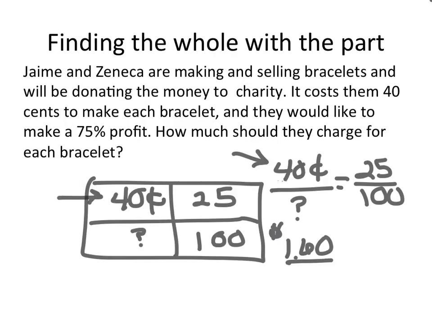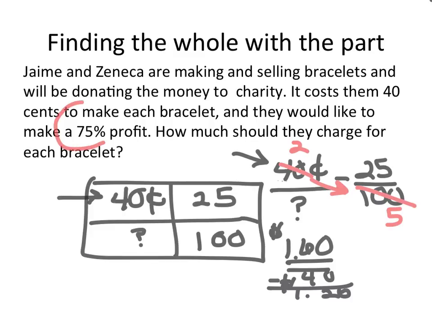So if they charge $1.60 for each bracelet and it costs them 40 cents to make each bracelet, that means they're making $1.20 on every bracelet, which would be 75% profit. Later, of course, we can get into teaching students how to do this cross-dividing and saying, well, that would be the same as 4/10 or 2/5, and then they can do it mathematically. Thinking logically is actually much more important.